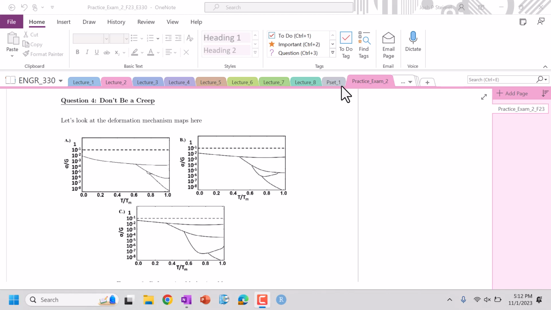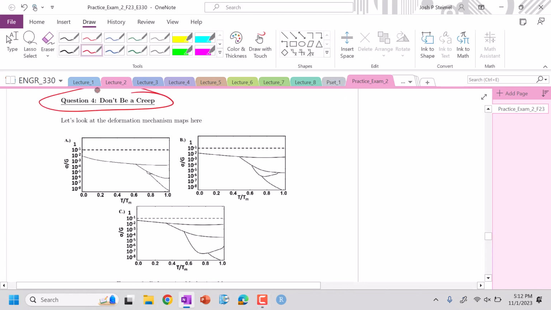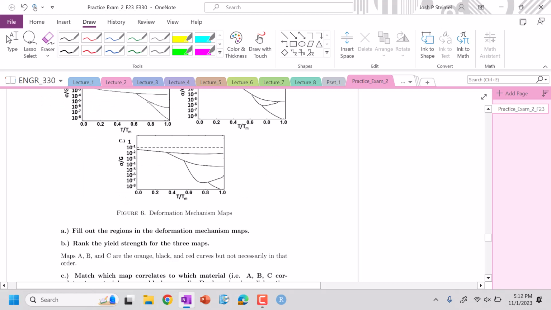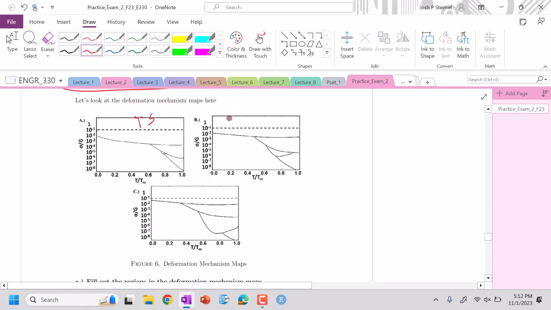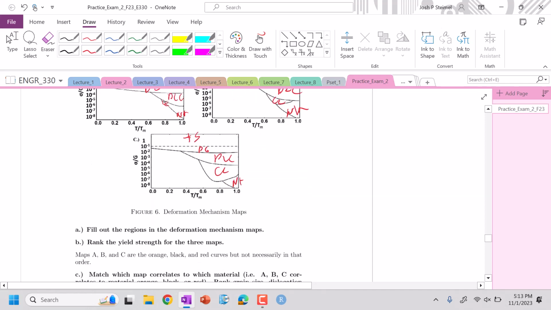Hi everyone, we are back and we are on our problem 4, last problem, don't be a creep. So let's look at the deformation mechanism maps here. Let's label them so we know this is theoretical. DG, dislocation glide. This is going to be power law creep, or PLC. This is going to be NH, and Coble. Excellent. Rank the yield strength of the three maps.